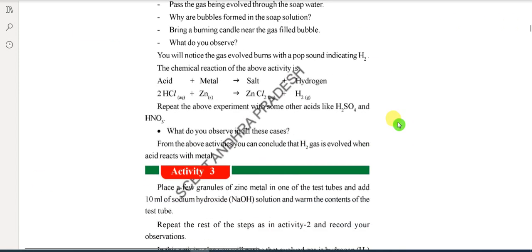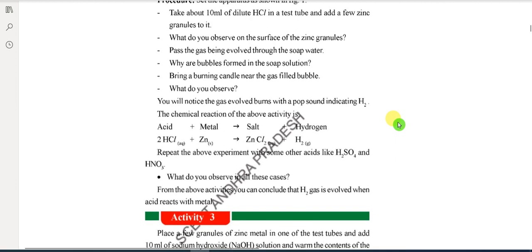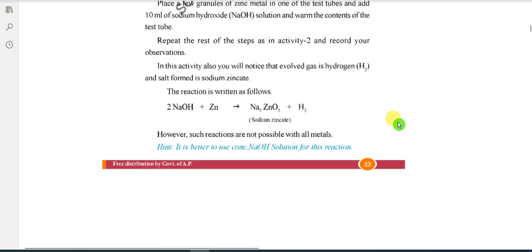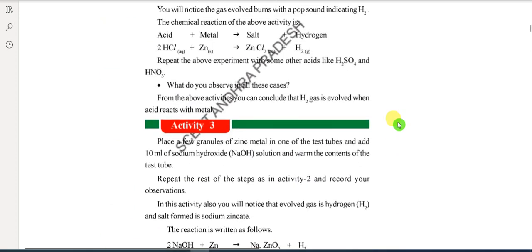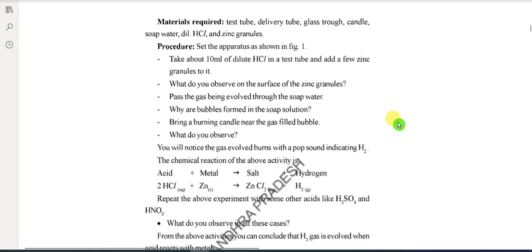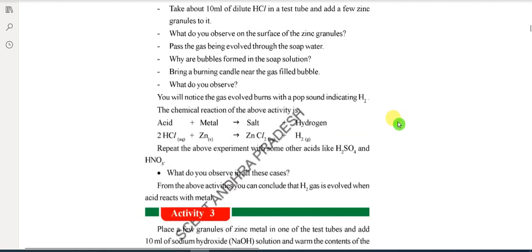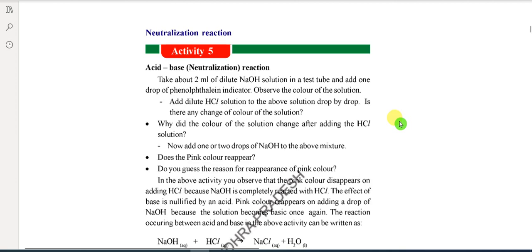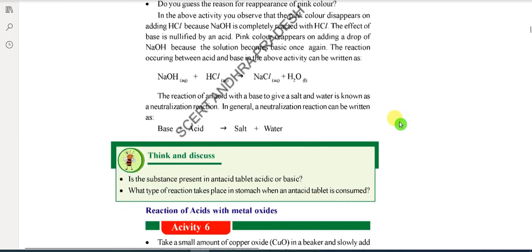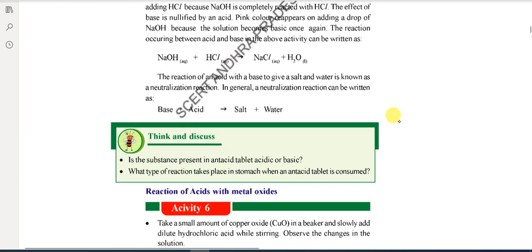Yes. Next, already I told what the reaction is: acid plus metal gives salt plus hydrogen. And neutralization reaction, for example, base plus acid gives salt plus water.